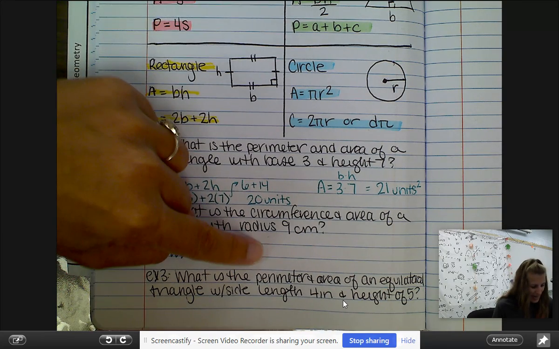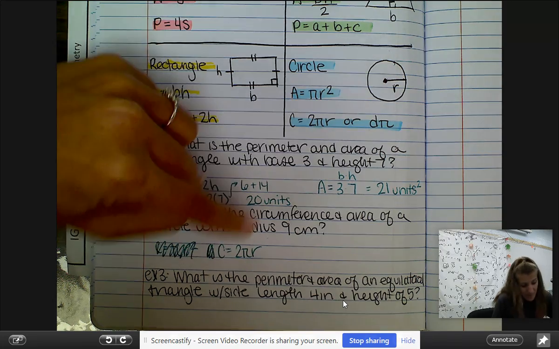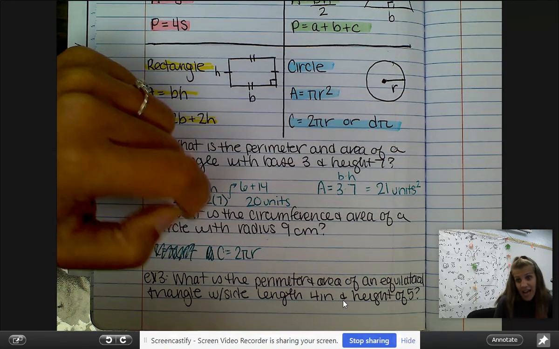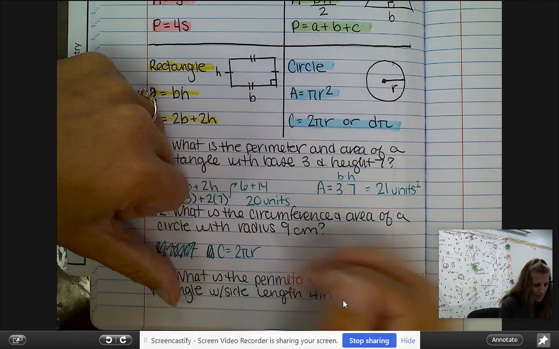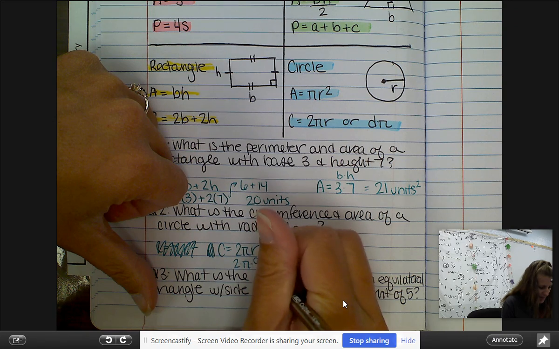Circumference, 2 pi r. They gave me r, so that's the one I'm going to want to use. If they gave me diameter, maybe I'd use the other one. So if they said the diameter is 10, I could just put 10 pi. But they gave me the radius, so I'm going to use 2 pi r. So we got 2 times pi times 9.